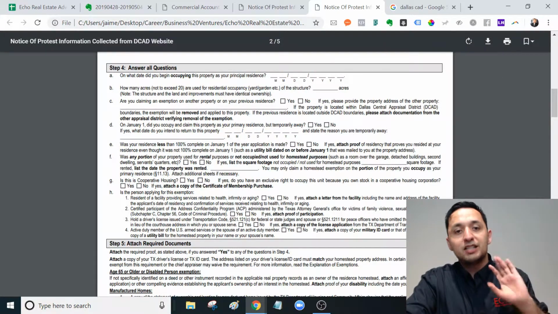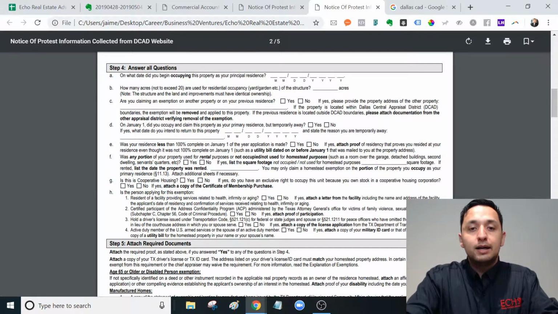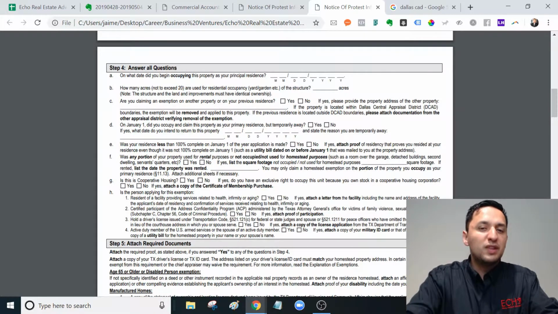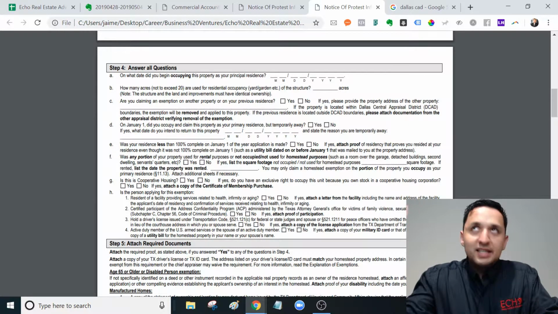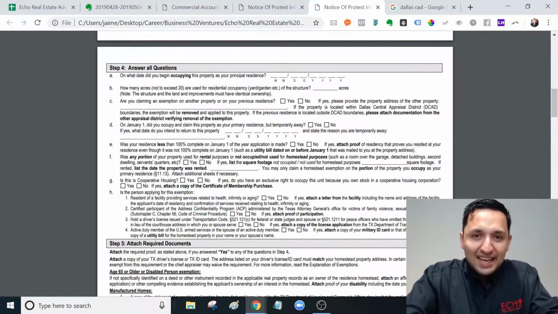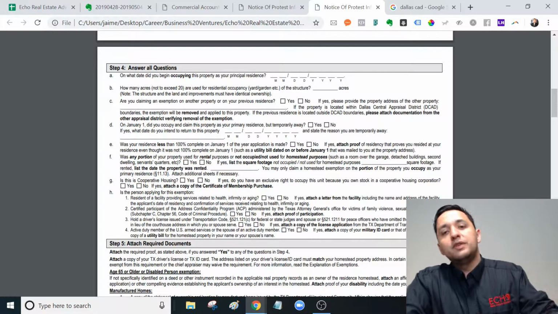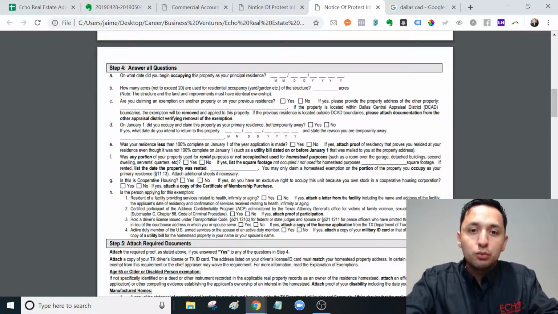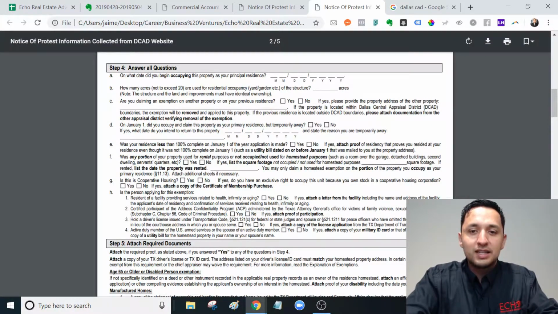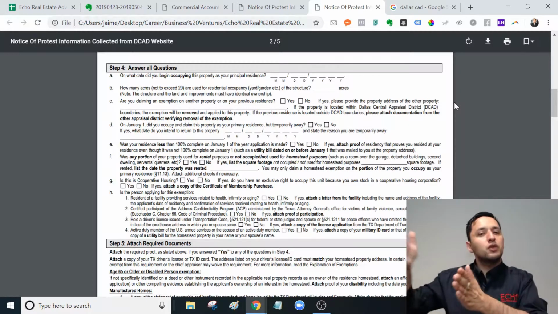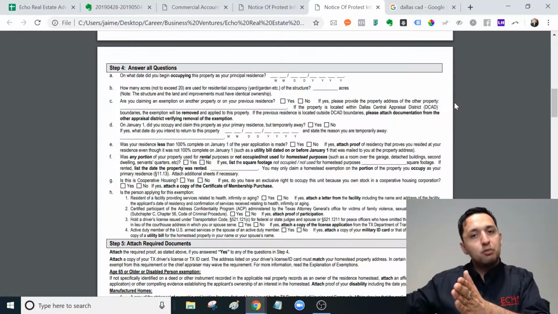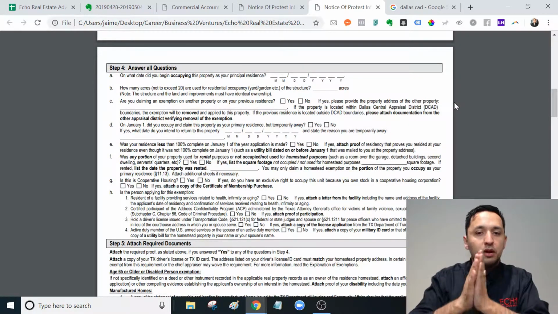So they're asking you what date you occupied the property. For this example, if you purchase a property, let's say December 1st of 2018, then you can say that you moved in the following day or whenever you moved in. So that's the date there. Essentially what they're looking for is for you to have moved into the property prior to January 1st.